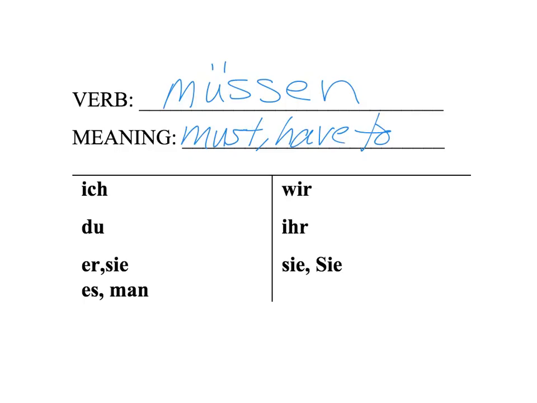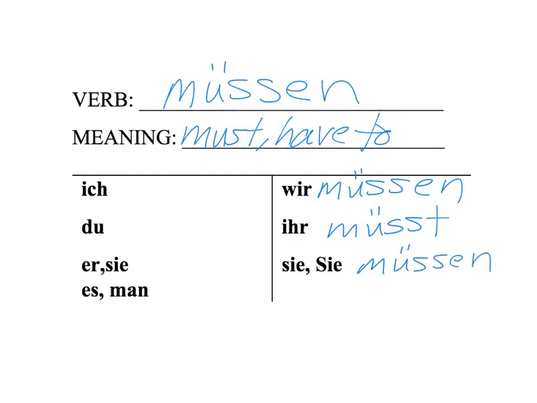So the right side is completely normal. So müssen, müsst, and müssen. And the left side of most of the modals is a little bit goofy. There are no umlauts on the left side, and that one is pronounced moose, like the animal. Everybody try that one. Muss. We already know ich and er, sie, es, man are the same, so we can copy that down right away.